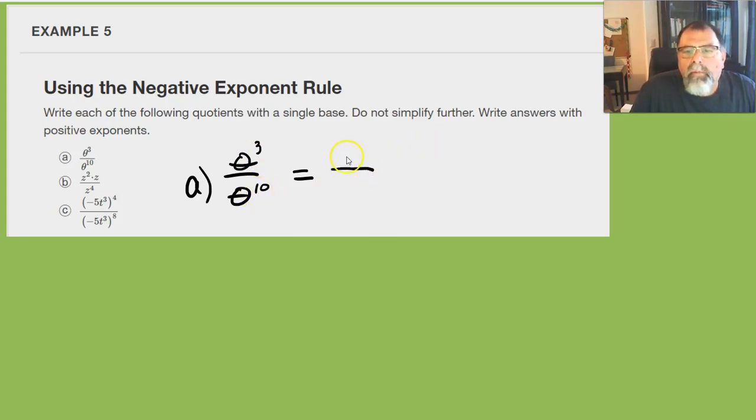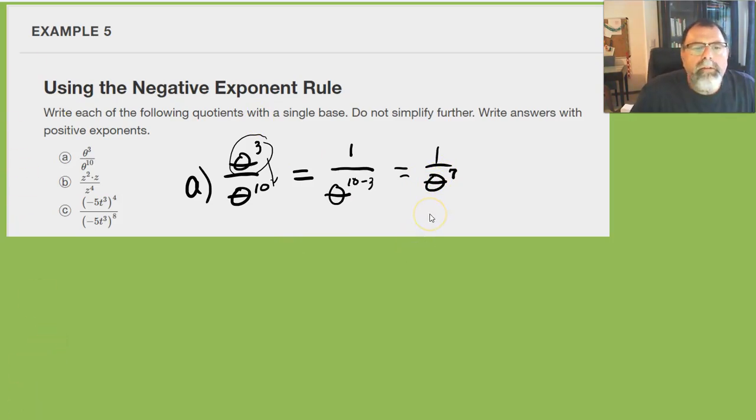So what I'm going to do is, basically this is the smaller one. I'm going to think of that going down there to be the minus 3. So theta to the 10 minus 3. So that's the way I do it. I don't know if this book shows it that way or not.